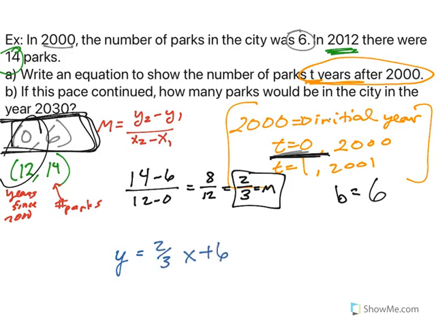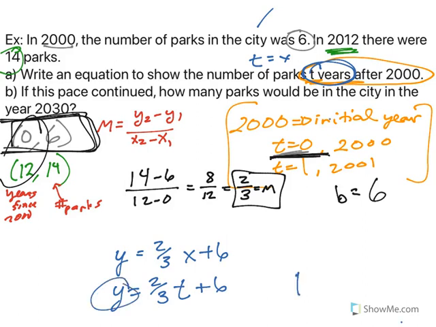Now, that's the traditional one. You'll notice here they say T years. So in this case, T is the same as x. So we could say y equals 2/3 T plus 6. Some people even like to say y could be P. So we could say number of parks is 2/3 times the number of years after 2000 plus 6. All of these mean the same thing.